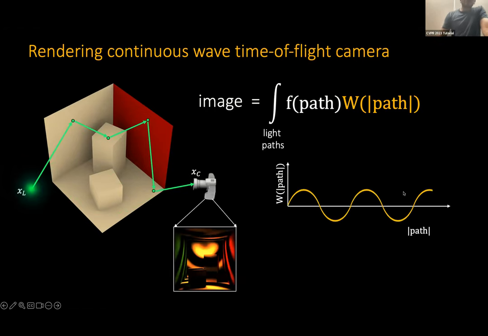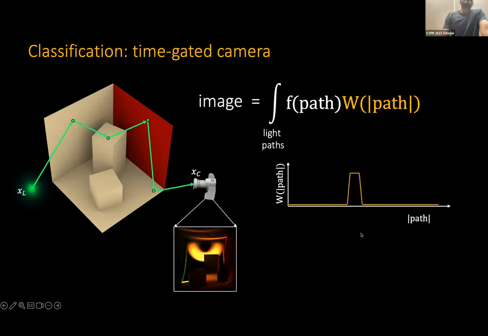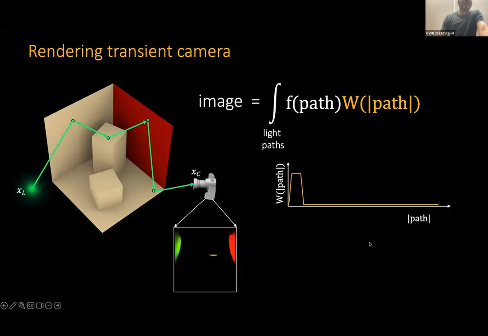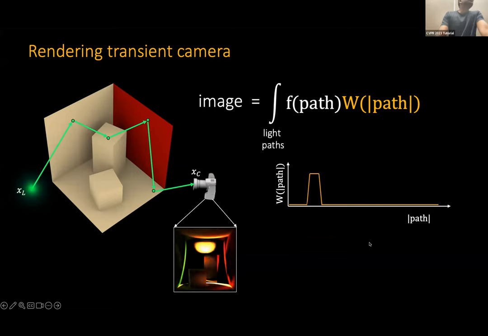So for a continuous wave time of flight camera, like we saw earlier, it's going to be a sinusoidal path length weighing function, right? And these parameters will change based on what camera you are using. And this is how the rendered image will look. And for a time-gated camera that uses a narrow weighing function with a very narrow support, corresponding to the fact that it accepts only photons coming from a narrow optical time of flight, the image is going to look something like this.